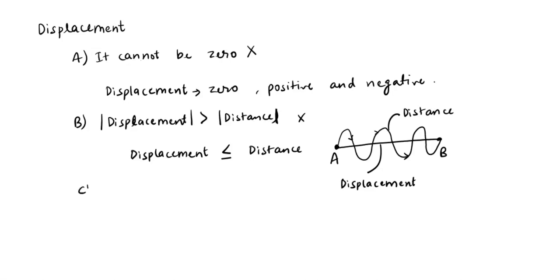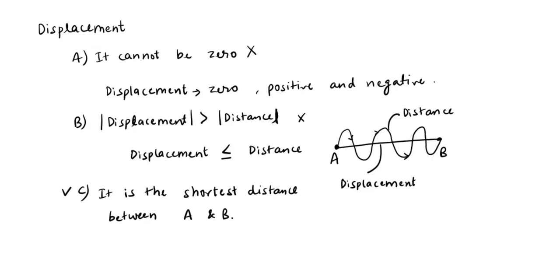Right. Now we will move on to part C. Part C says displacement is the shortest distance. This is correct because, as you can see from here, this is the shortest distance between the initial and final position. Our initial is A and the final is B over here. So this is the shortest distance. So this statement is correct.